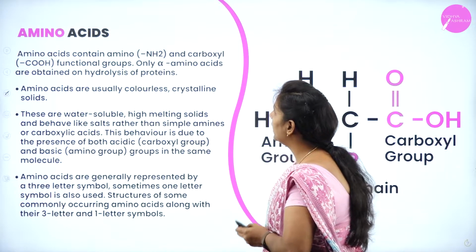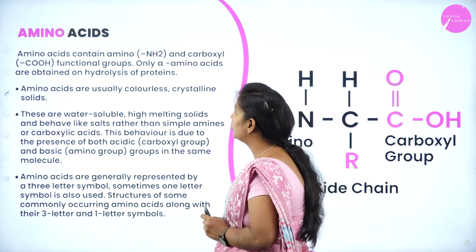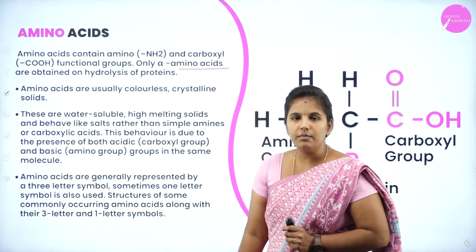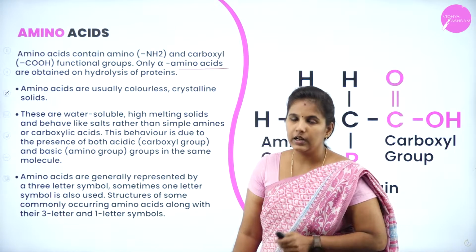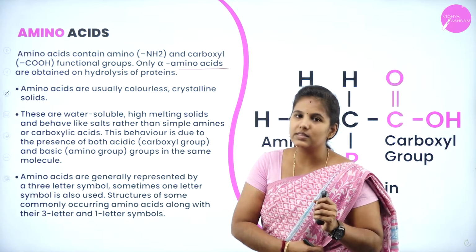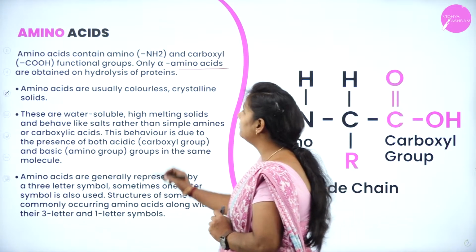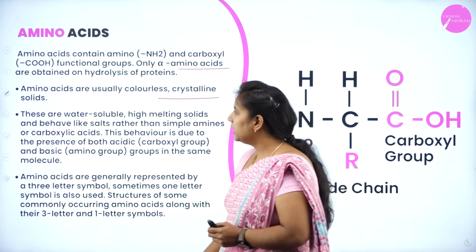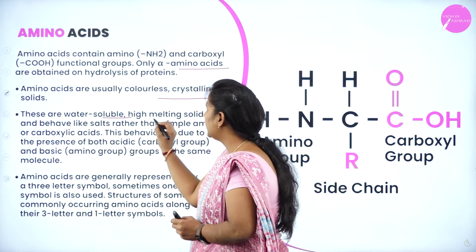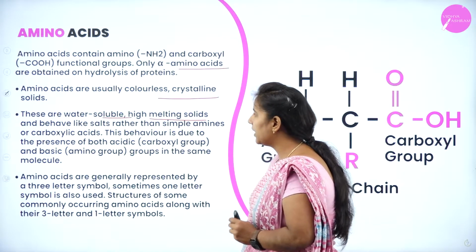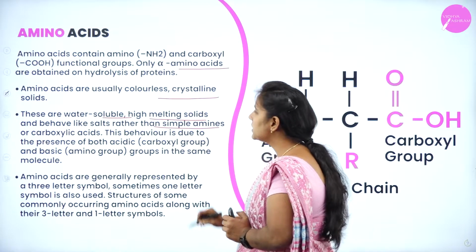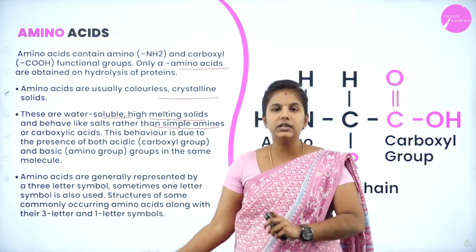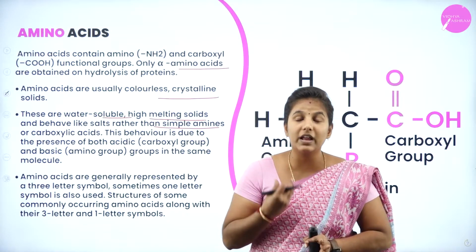Amino acids have an amino and a carboxylic functional group, and only alpha amino acids are obtained by hydrolysis of protein. And remember, amino acids are crystalline solids and usually they are colorless. Okay, and these are water soluble and high melting salts, or behave like salts rather than simple amines and carboxylic acids. So, we have understood that it is a crystalline solid, it is always soluble in water.